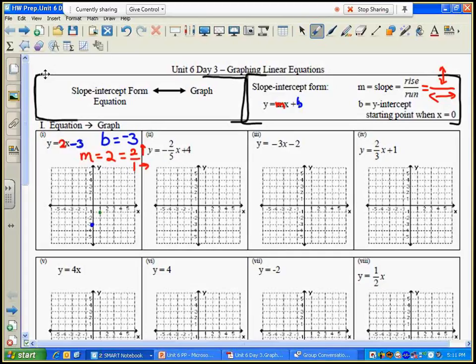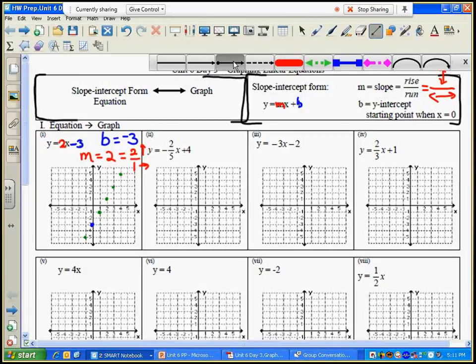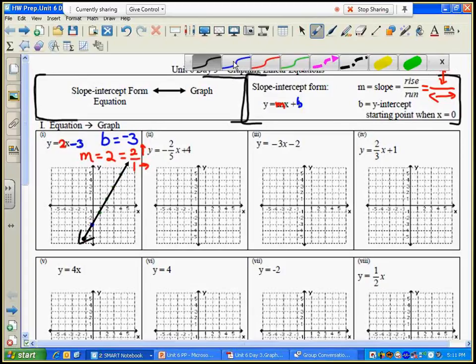We can begin to generate a bunch of points. Up 2, right 1, up 2, right 1, and so forth. We can also do the pattern backwards. Down 2, left 1. And that generates a pattern that is the line that represents y equals 2x minus 3. Take your straight edge, draw a line that goes all the way through the points. Please make sure it goes out both ends with arrows on each side.